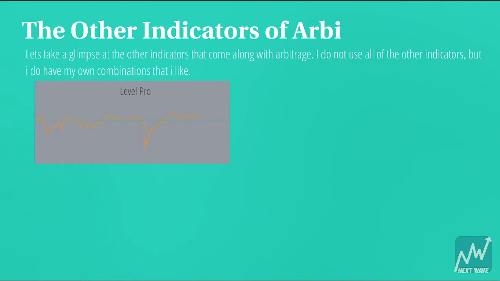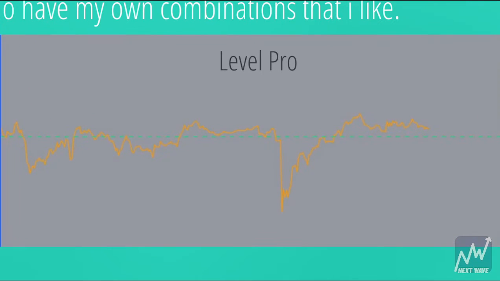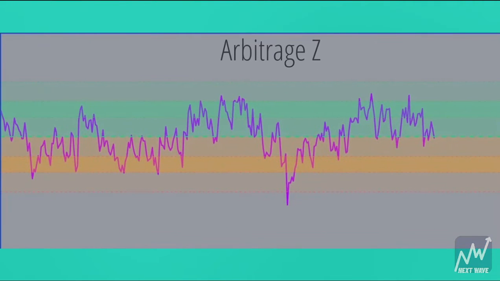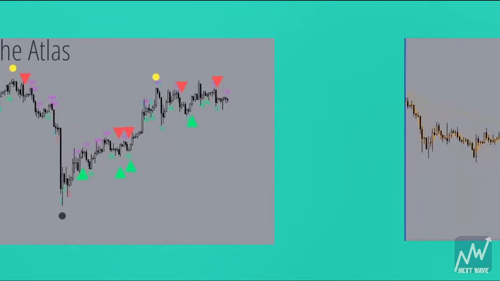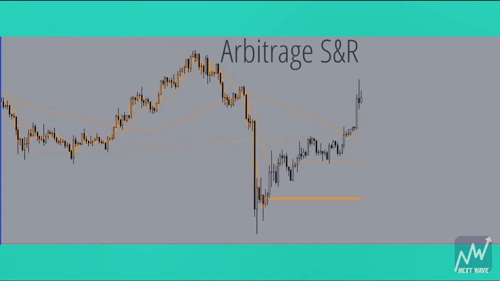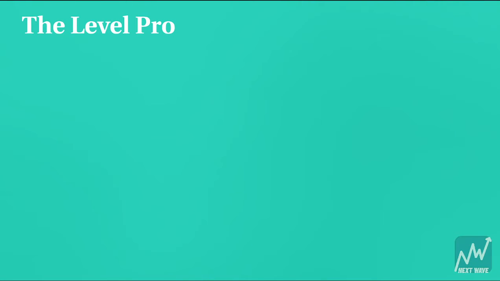So first, we have the level pro. Second, we have the arbitrage Z. Third, we have the atlas. And finally, we have the arbitrage support and resistance, or arbitrage SNR. The level pro.